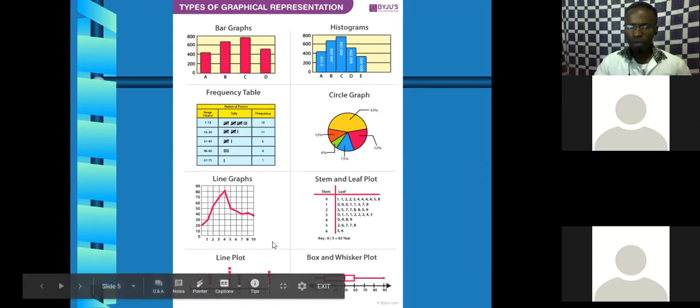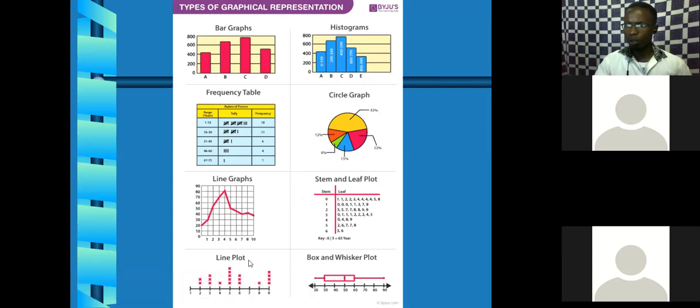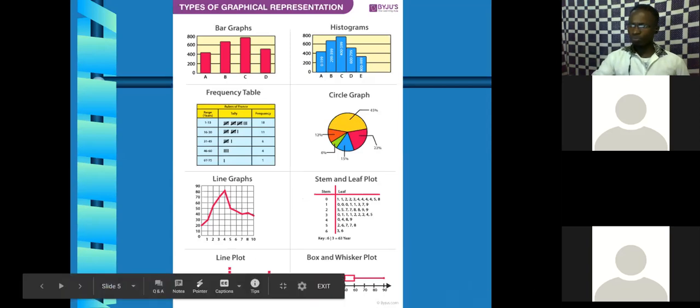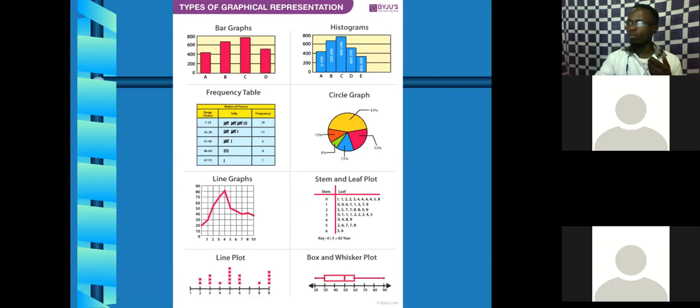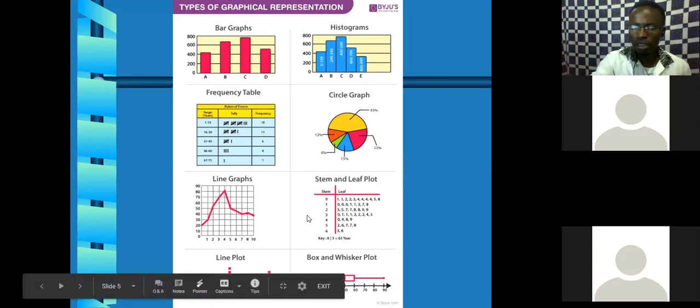Then let's look at this line plot. When you look at the line plot, in this case, the data is not continuous. The data is organized from the least value to the greatest value. So let's look at what we have.